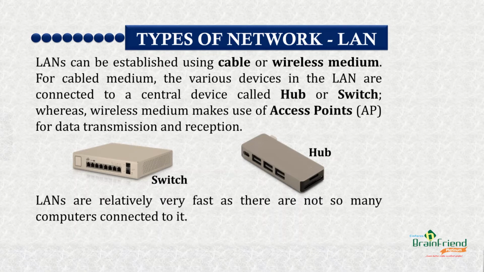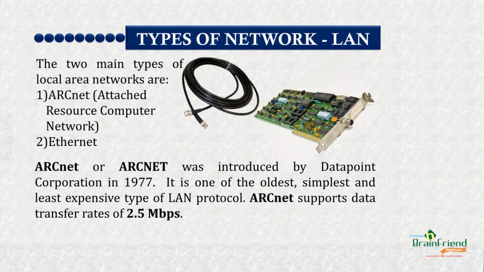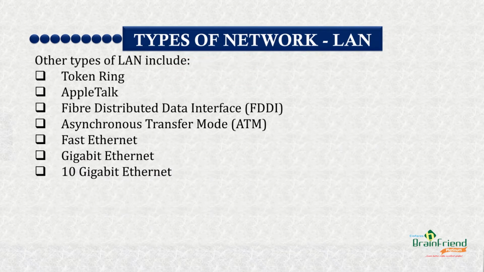Now, there are different types of LANs, but the two basic types are ARCnet and Ethernet. The ARCnet was introduced by Data Point Corporation in 1977, and it has a transmission rate of 2.5 megabits per second. Well, this is relatively slower than the Ethernet, which has a data transfer rate of 10 megabits per second, and the Ethernet was introduced by Xerox PARC in the 1970s.